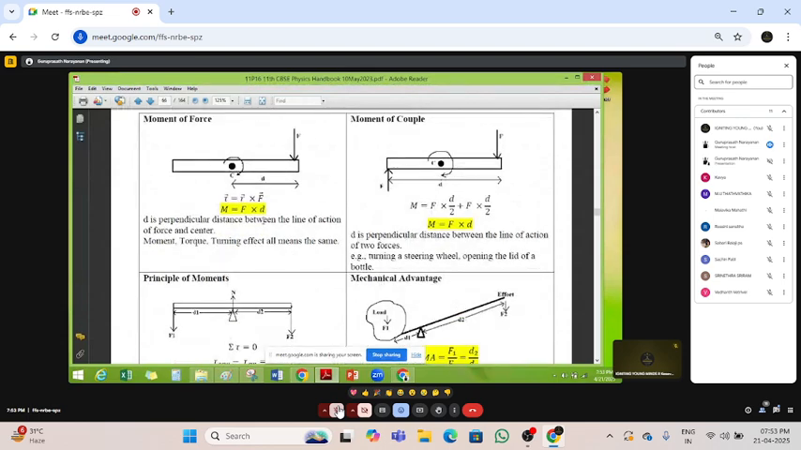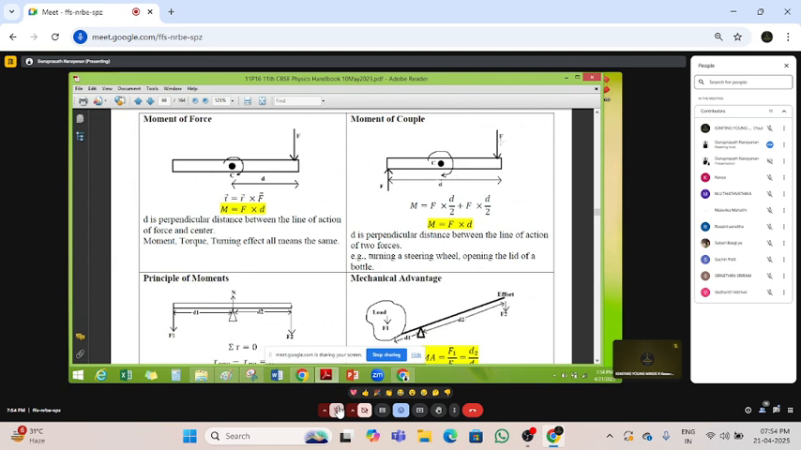You should know the difference between moment of force and moment of couple. Force means only one force. Couple means two, equal and opposite. So very often I saw that they are asking you whether this will cause a rotational motion or translational motion. Translation means linear motion. So as you can see, equal and opposite forces will cancel each other. So that means the linear motion will be 0.